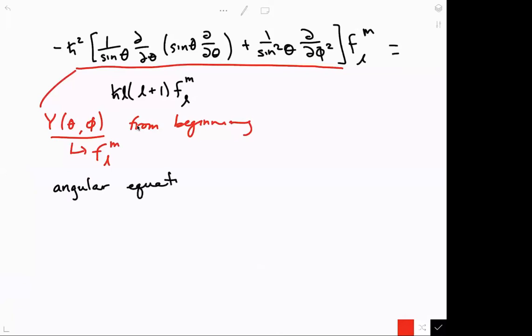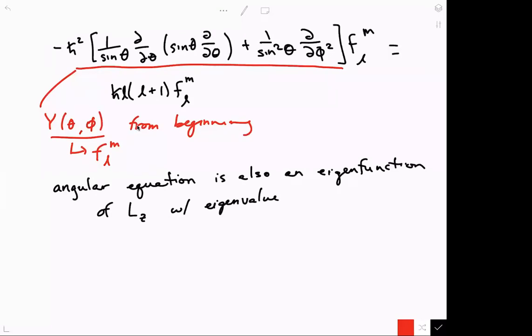because we figured out that the eigenfunctions of L squared were going to be the eigenfunctions of LZ. If this is the angular equation here for L squared, the angular equation is also an eigenfunction of our Z component. And if it's also an eigenfunction of our LZ, remember, our eigenvalues of LZ varied. So our eigenvalue for this should be m times h bar.